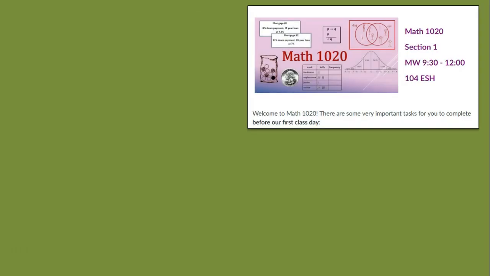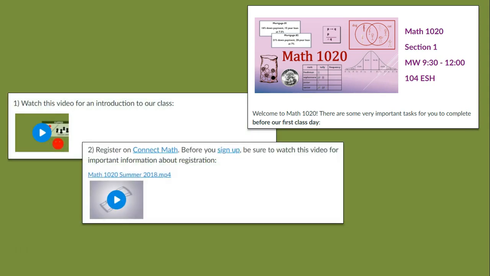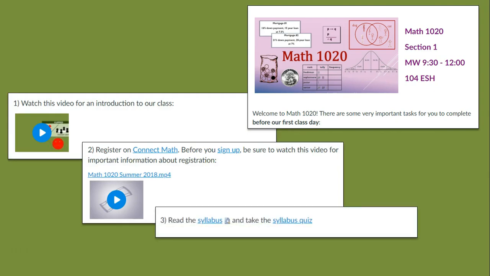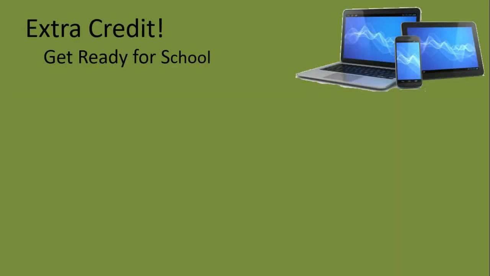So what do you have to do at this point? Well, you've already found in Canvas the beginning of what you need to do, which is to watch this video. You also want to register on Connect Math, and you want to read the syllabus and take the syllabus quiz, which is your first graded assignment. And the last thing you want to make sure you do before our first class day is to earn some extra credit points. The extra credit is something we call Get Ready for School.